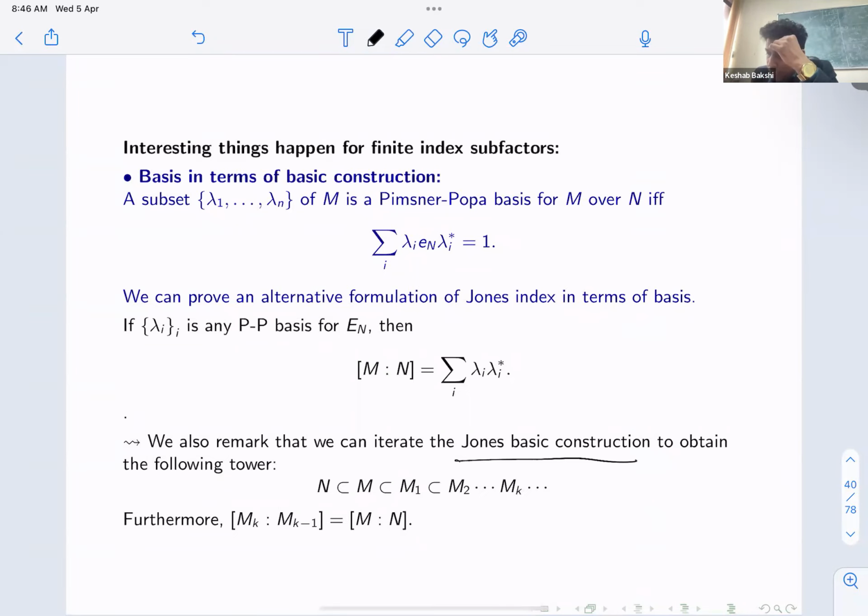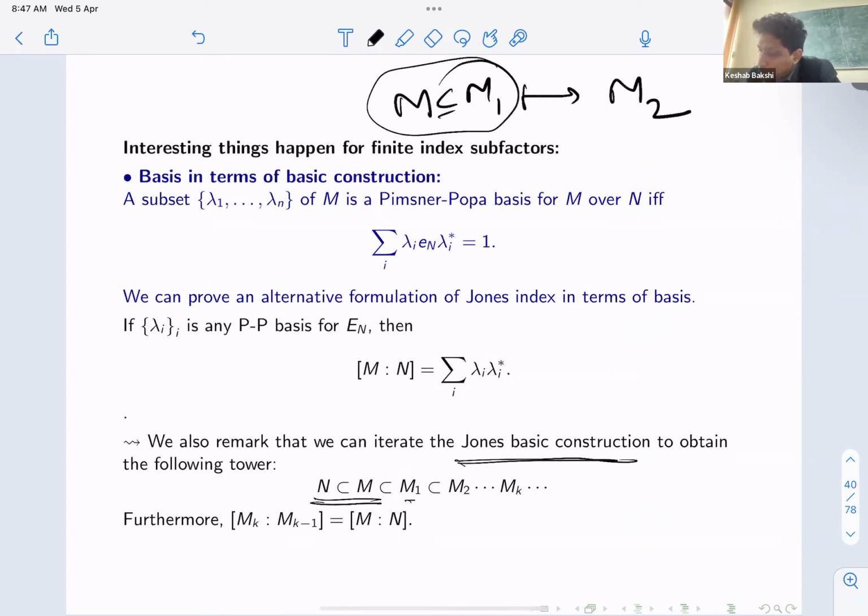And then the Jones basic construction, one can iterate it. It has been shown in another paper of Pimsner and Popa in Transactions that, given a II_1 factor N subset of M, we can obtain M1. Now consider M subset M1 and do the basic construction, so you obtain M2. Like that, you obtain a chain of subfactors M_k, and each one is periodic.